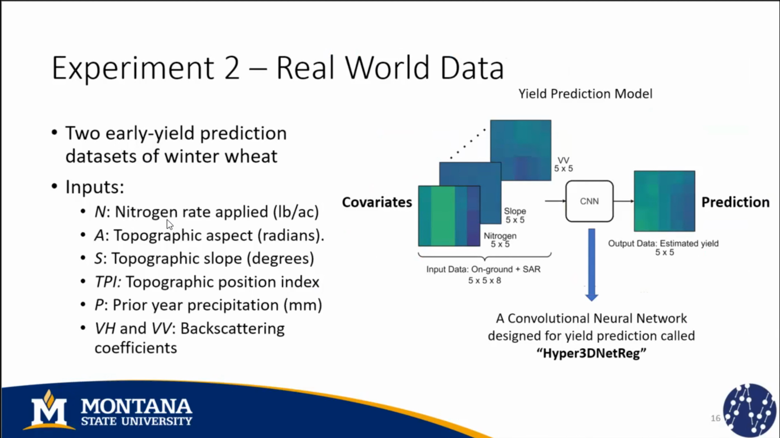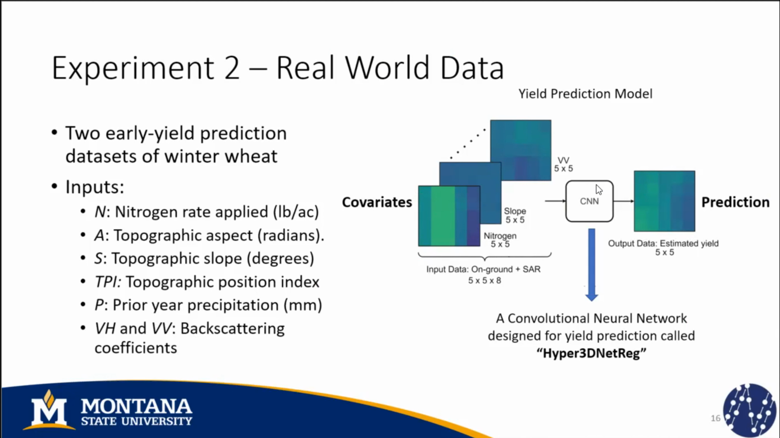The first one is the nitrogen rate applied, which is selected as the active feature. We have 3 variables that explain the characteristics of the terrain. We also have precipitation of the prior year, and we include backscattering coefficients that are obtained from radar images. This is a 2-dimensional regression problem because the inputs are 2-dimensional. They are patches of 5 by 5 pixels, and the output has the same shape.